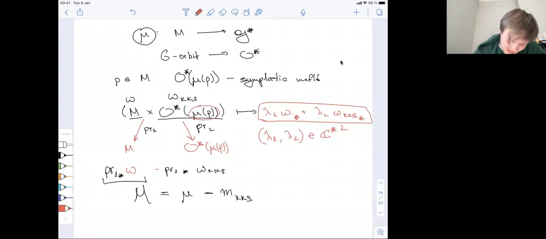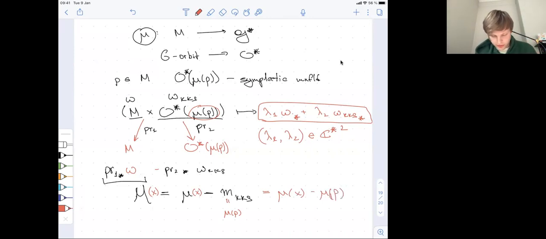And one of the greatest things that I have no time to explain, and I wasn't supposed to, is that when you consider the coadjoint orbit of some element, then the moment map just sends your coadjoint orbit to this element, mu of P. And you obtain that your moment map at some point x is just mu of x minus mu of P, by doing this construction, this direct product.